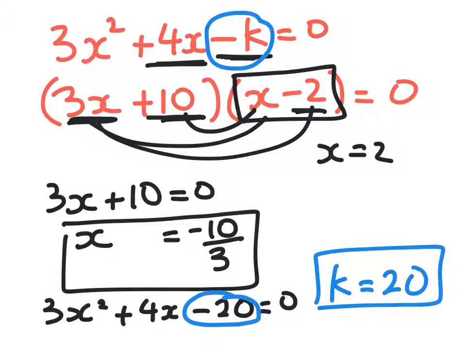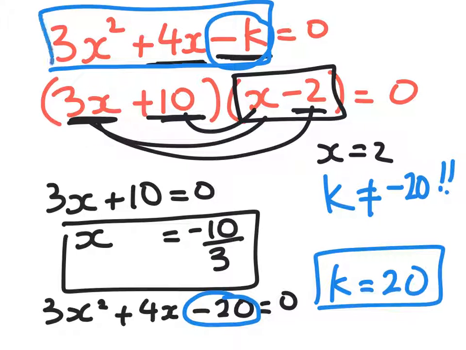Just be really careful with questions like this to note the form of the equation. Right, k is not negative 20, okay, because we're given the equation in this form with a minus sign here.